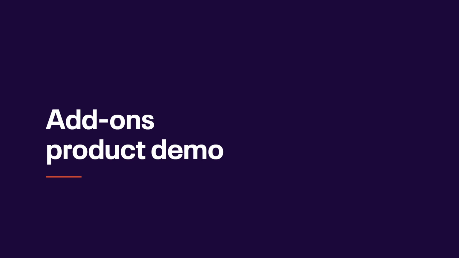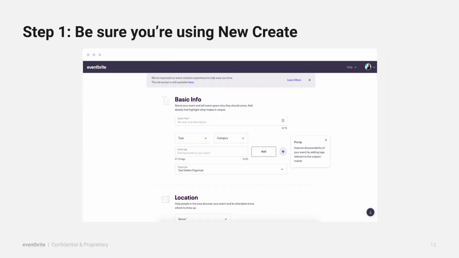Here's a quick look at what the add-ons tool looks like in the product, both in the Create flow and on your event landing page visible to attendees. It's important to note that in order to use our add-ons tool, you must be in our new Create experience, which looks like the screenshot shown here. If you don't have the new Create experience yet, just reach out to your customer success representative or to the Eventbrite support team.